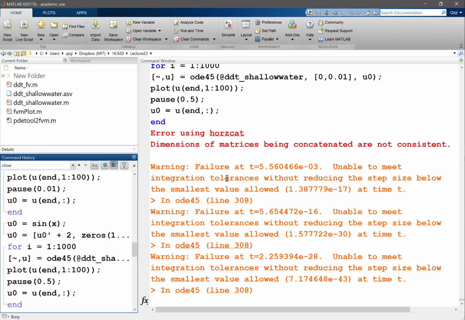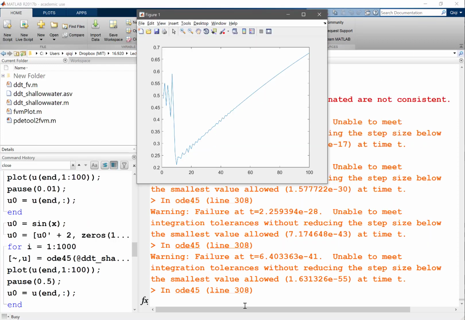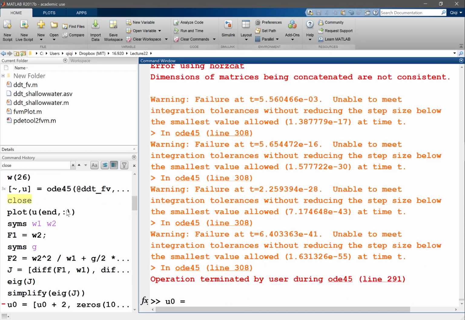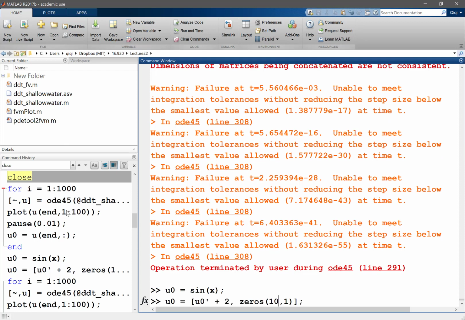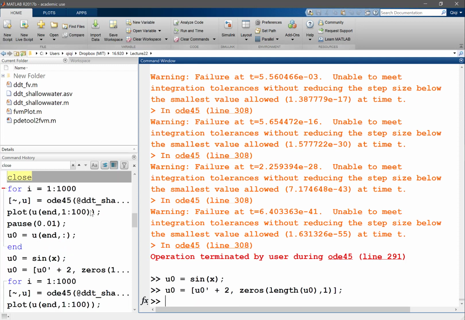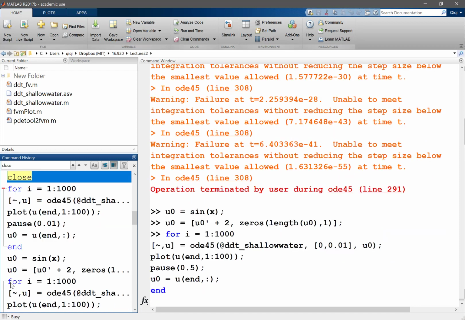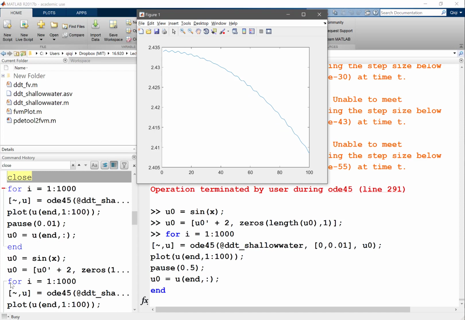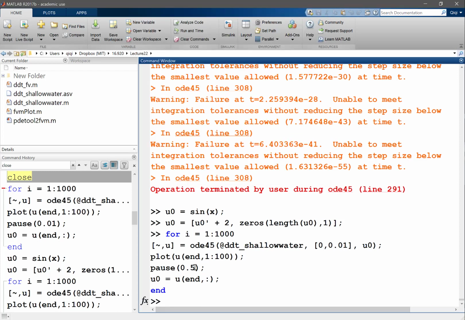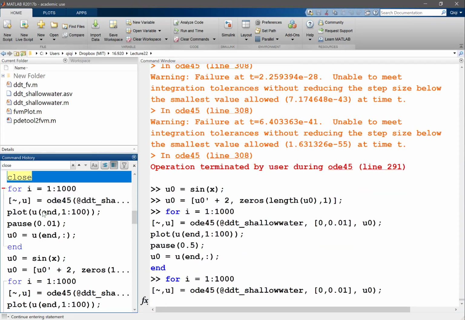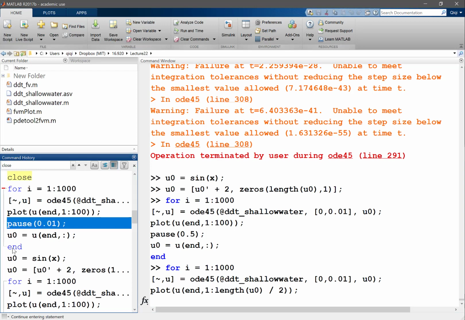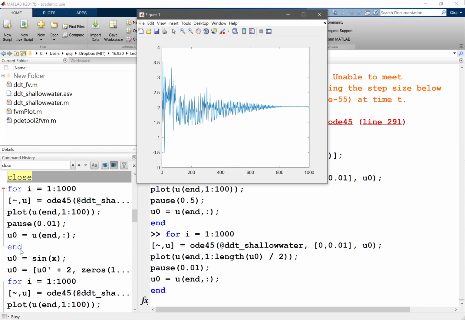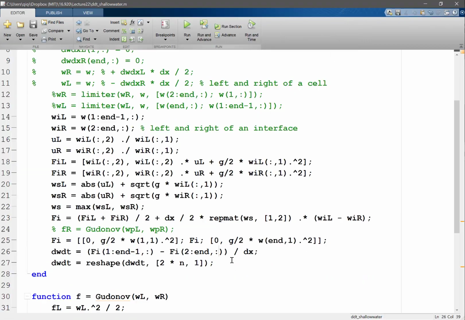Oh yeah, that's right. So let me see. That's also incorrect because now when I plot it, I have to plot it to length of u0 divided by 2, right? It does seem to be a shock capturing problem.